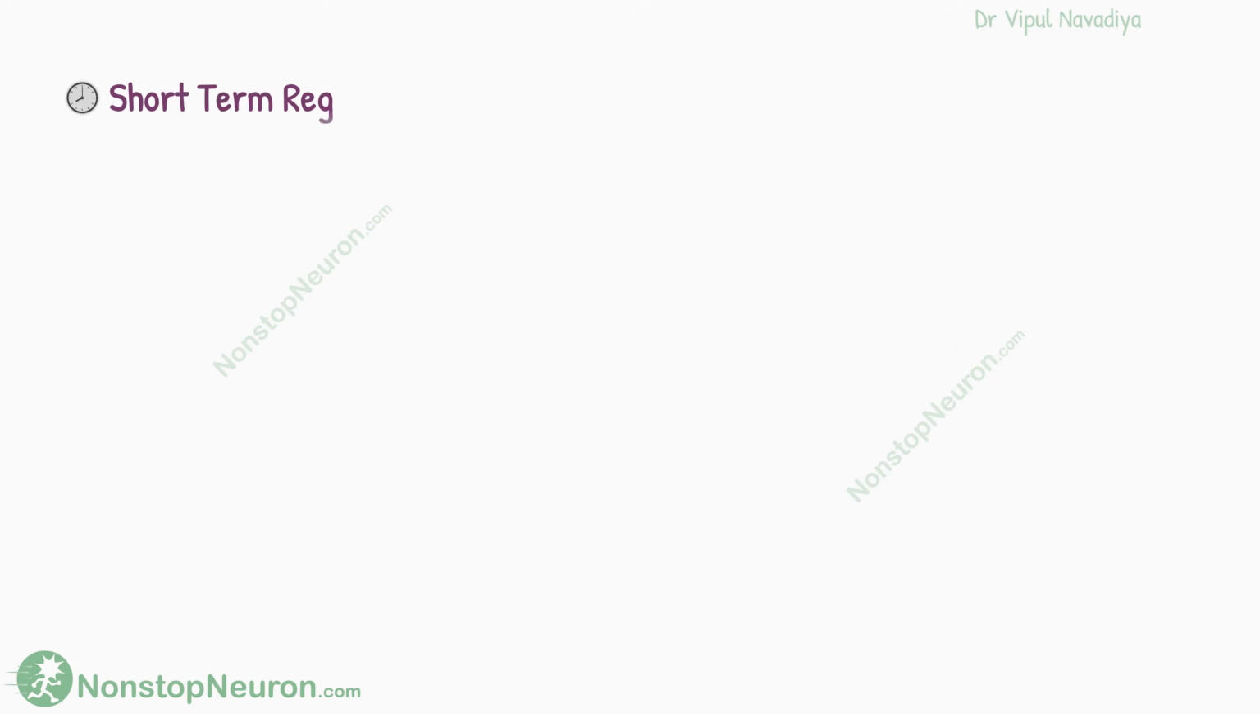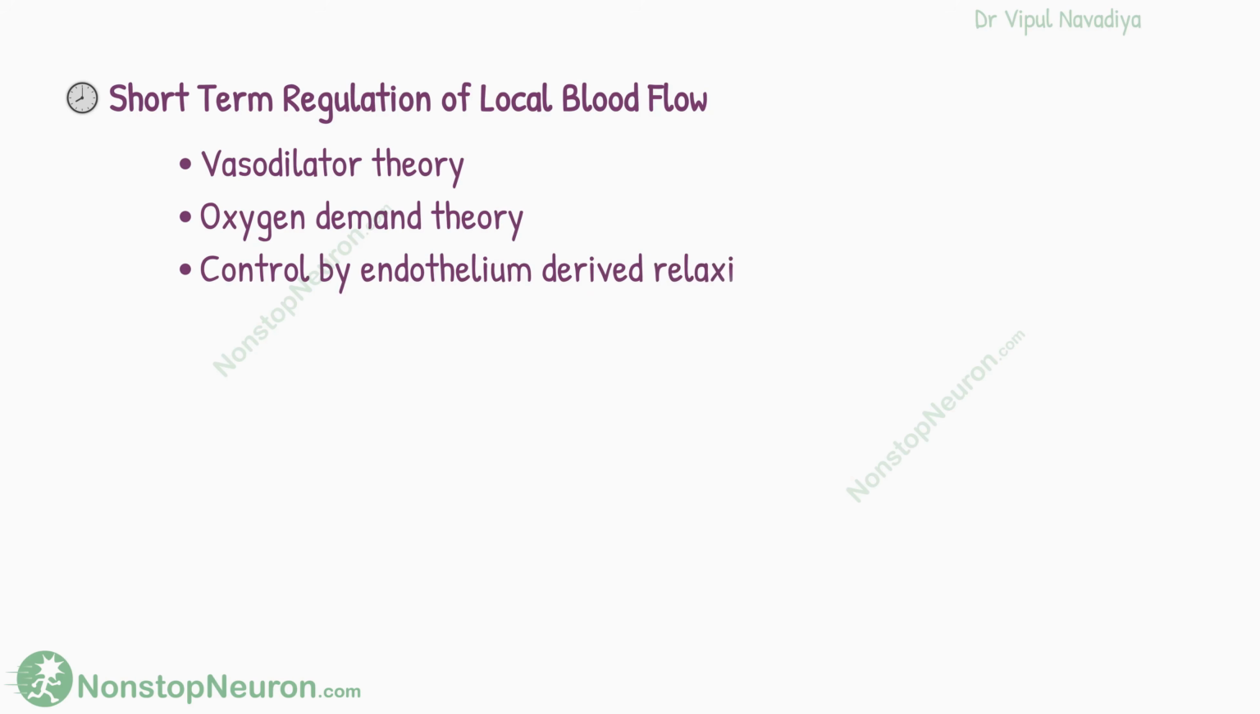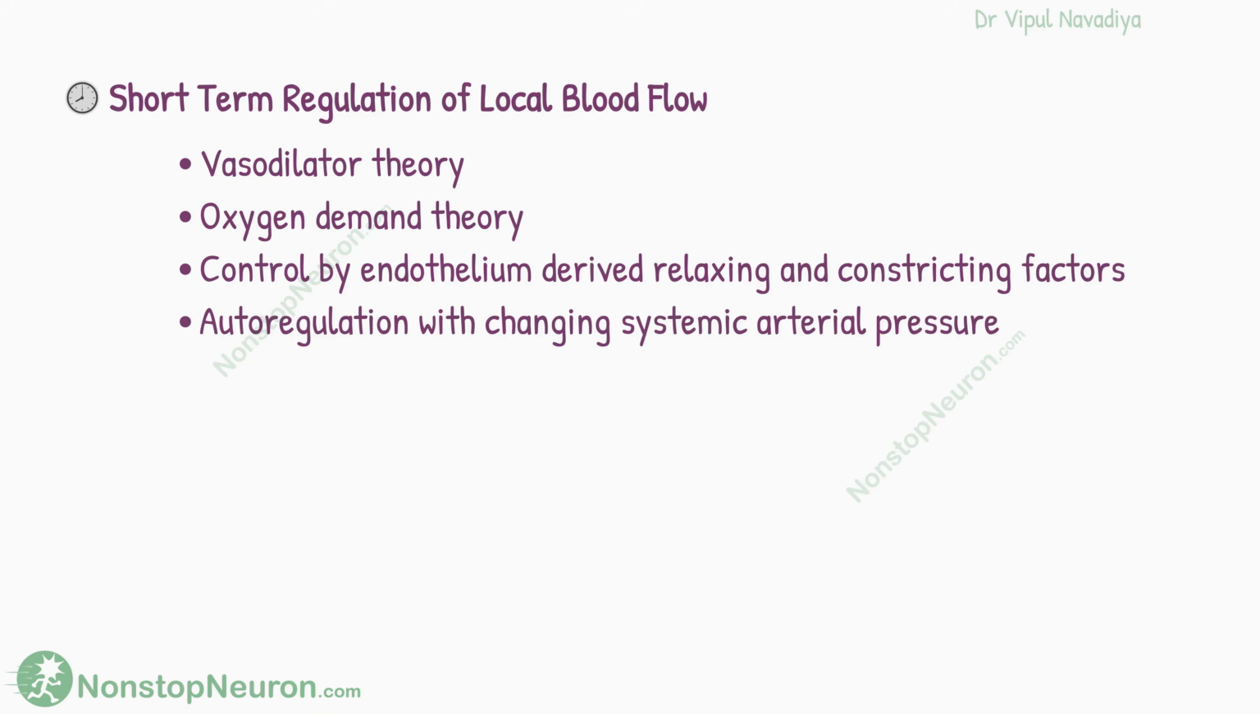The mechanisms related to short-term control are Vasodilator Theory, Oxygen Demand Theory, control by endothelial-derived relaxing or constricting factors, and autoregulation with changing arterial pressure. Each mechanism has interesting things to learn about. The first two mechanisms respond to the metabolic condition of the tissue. Let's first see the vasodilator theory.